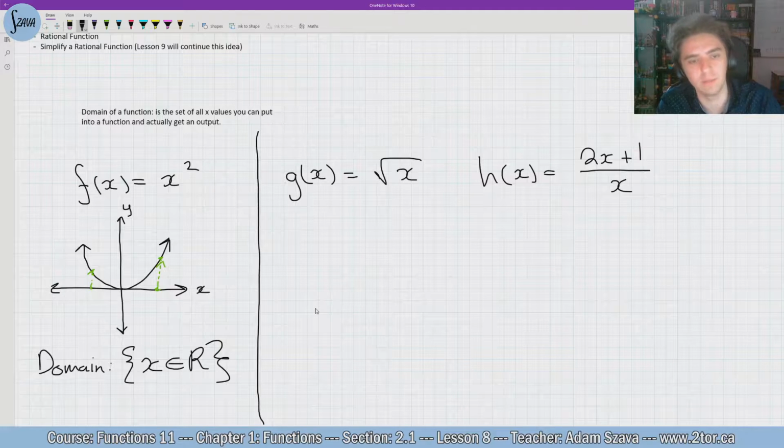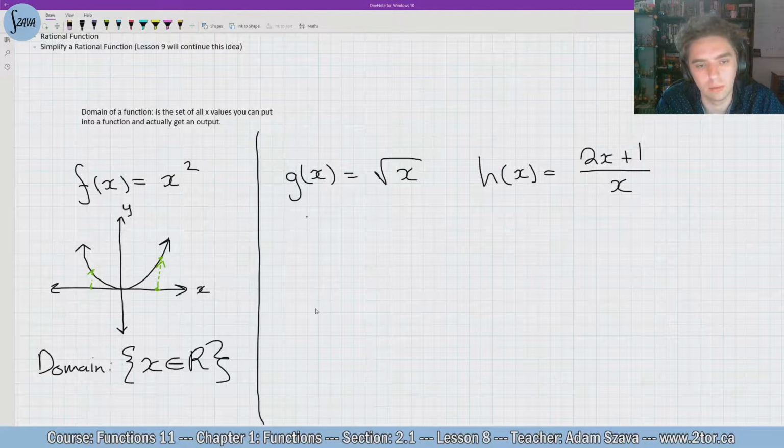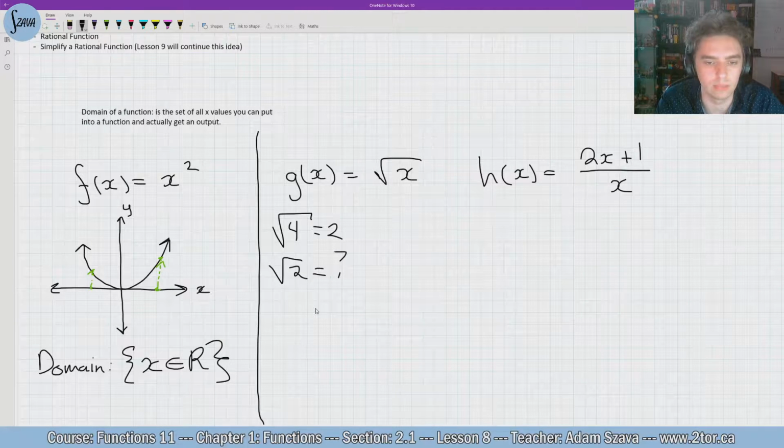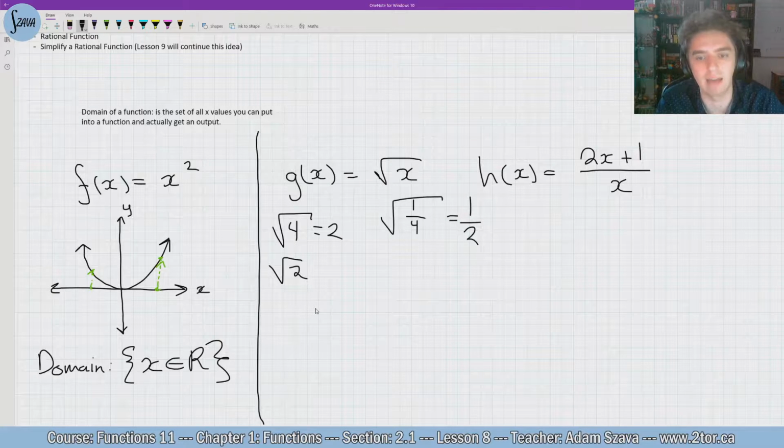Let's look at our next example. g of x equals the square root of x. So what numbers can I take the square root of? Well, I can take the square root of positive numbers. First of all, the square root of 4 equals 2. The square root of 2 equals, well, some decimal number, but it is possible. There is a square root of 2. That's a number that exists, so that's fine. The square root of a fraction is totally fine too. The square root of a quarter is a half, because a half squared is a quarter.